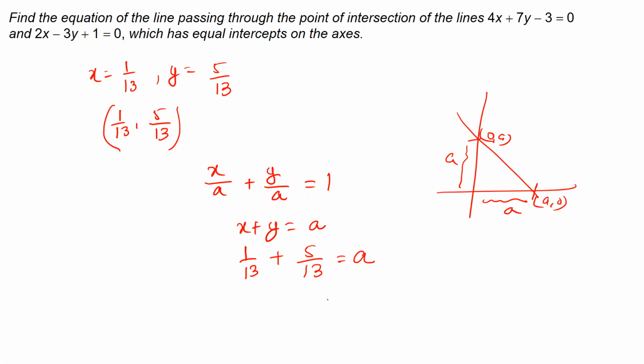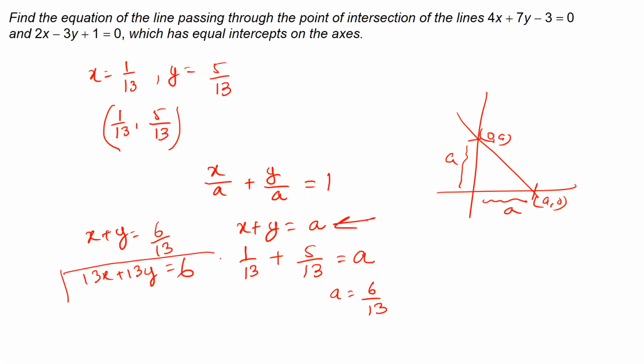And what does a turn out to be? a turns out to be equal to 6 by 13. You just plug in the value of a over here and we are done with the equation. We have found out the equation: 13x plus 13y is equal to 6. This is the required equation of the line.